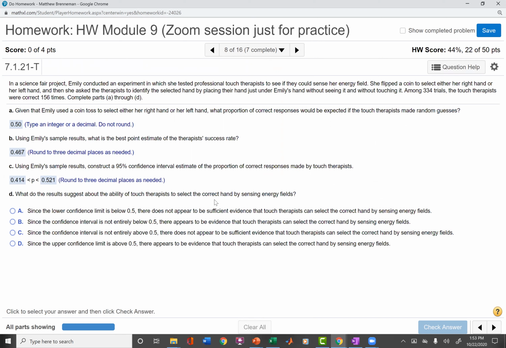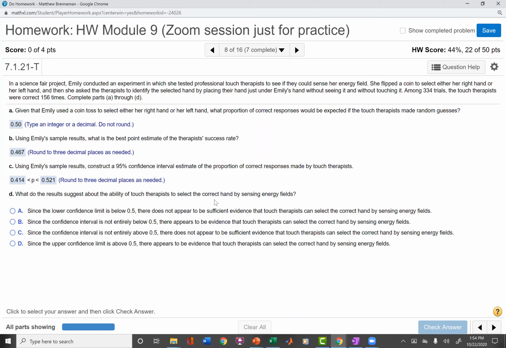Since the lower confidence interval is below 50%, there does not appear to be sufficient evidence that they can correctly select. Okay, that's one option. Since the confidence interval is not entirely below 50%, there appears to be evidence that they can select the correct hands. They're not saying it's totally below, 50% is in there. Since the confidence interval is not entirely above 50%, there does not appear to be sufficient evidence that the touch therapist can select the correct hand by sensing the energy fields. And since the upper confidence is above 50%, there appears to be evidence.